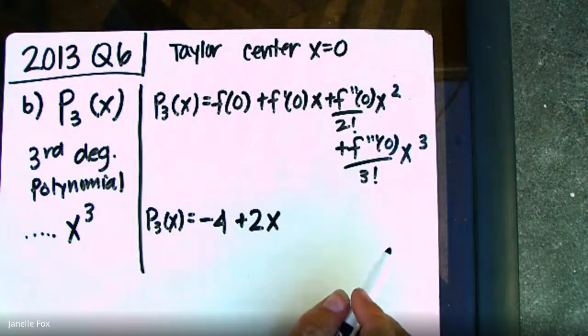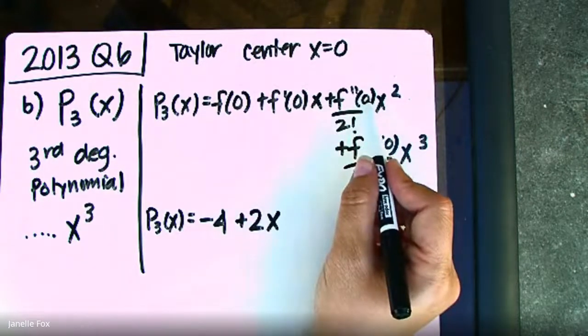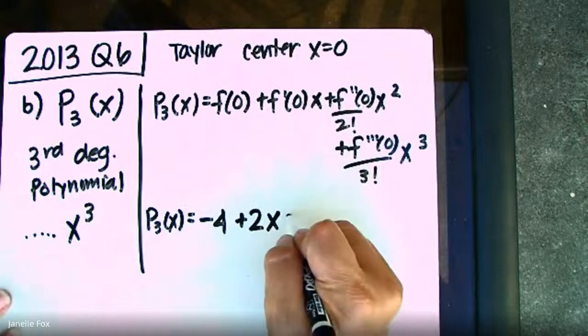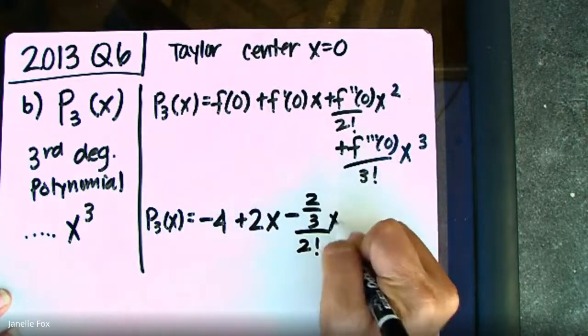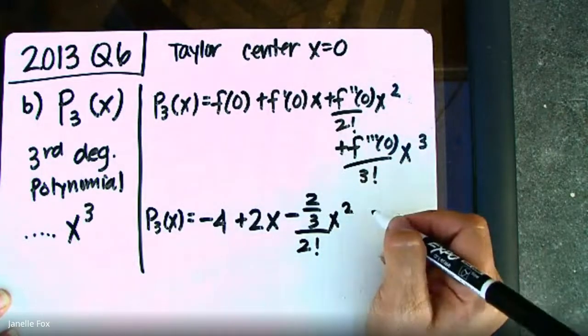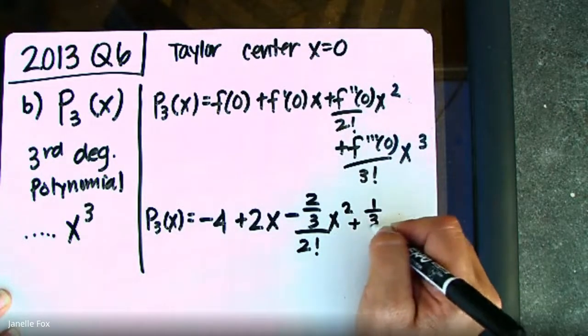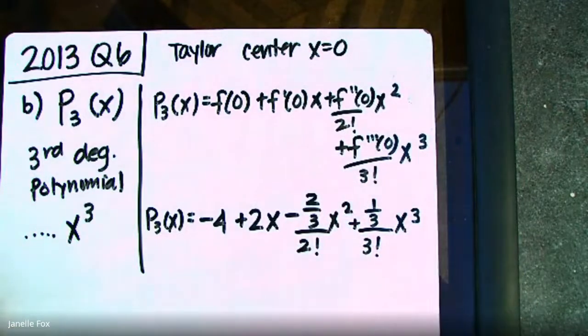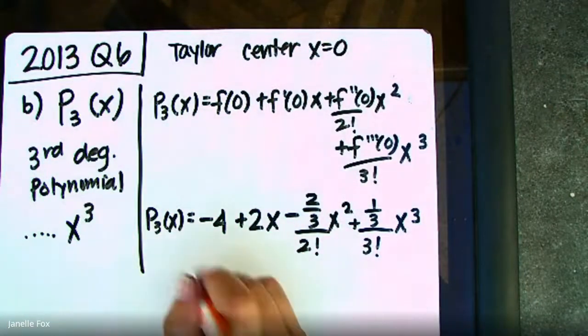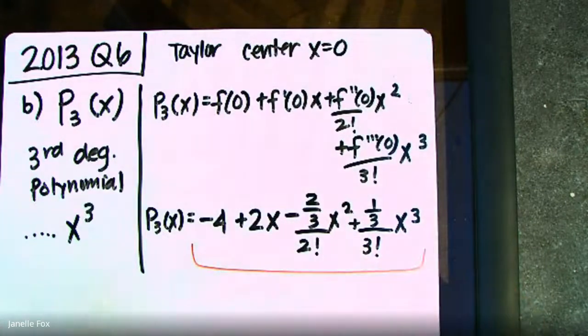Then in the instructions for part B, it says the second derivative at 0 is negative 2/3. So I'm going to go minus 2/3 over 2 factorial, and then x squared. The third derivative at 0 is 1/3, over 3 factorial, and then x cubed. Now, if this were the AP exam, you actually could leave it like this. You could be done.